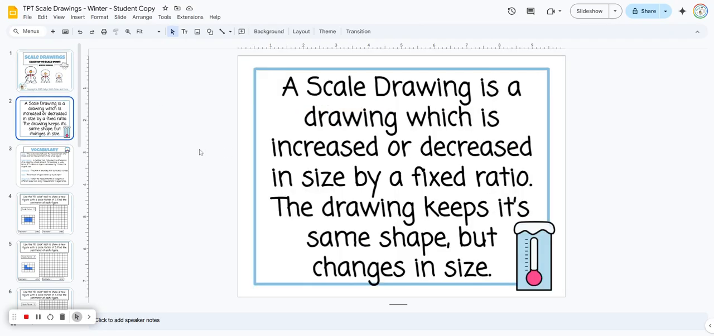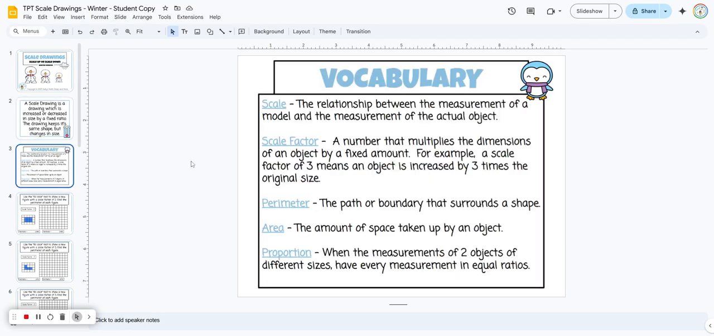Slide 2 explains what a scale drawing is, and then it gives the students some vocabulary. And they're going to need this vocabulary on the final slide, so they can refer back to slide 3 if they need to.